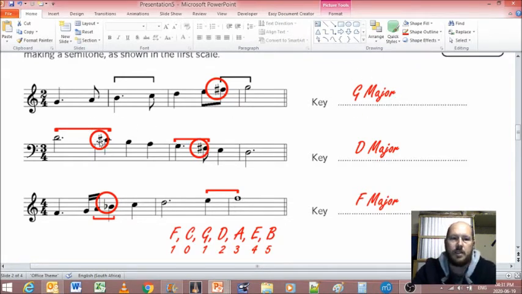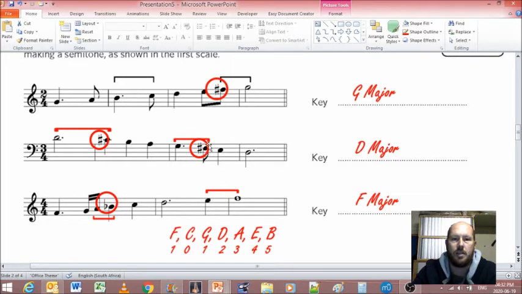Let's take a look at the next one. There are how many sharps? 1, 2. So which has two sharps? D. So I know that the key is D major. Let's take a look. Where are the semitones? Between this note over here, which is C sharp, and D, they are right next to each other. C sharp and D are right next to each other. So that's our semitone. We put a bracket there.